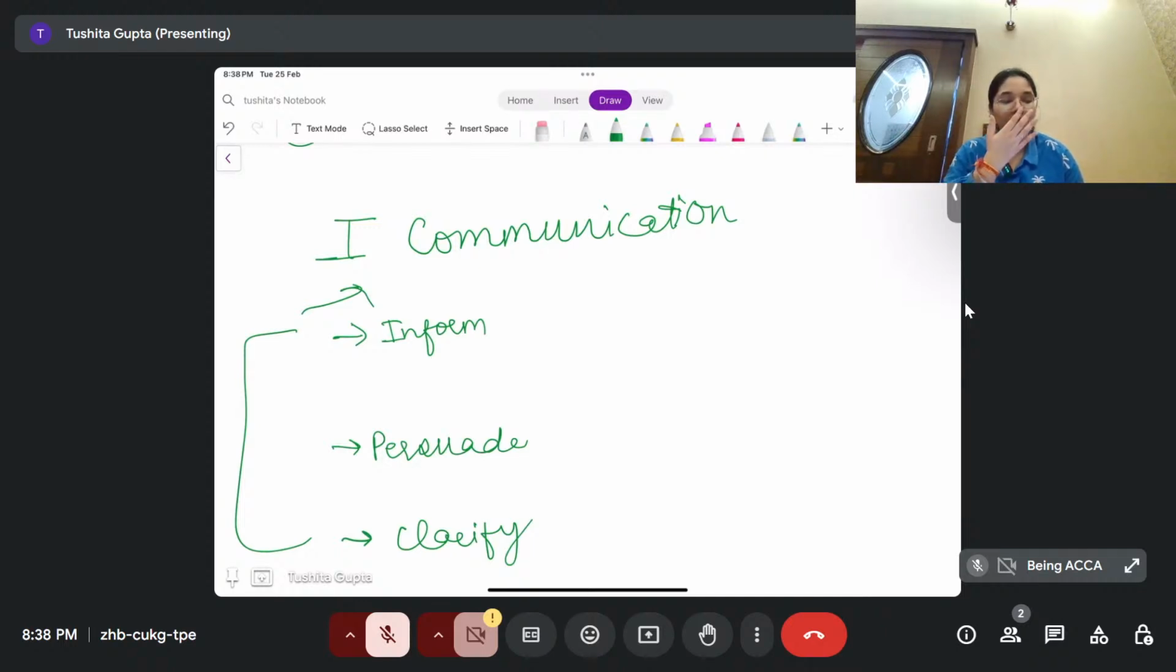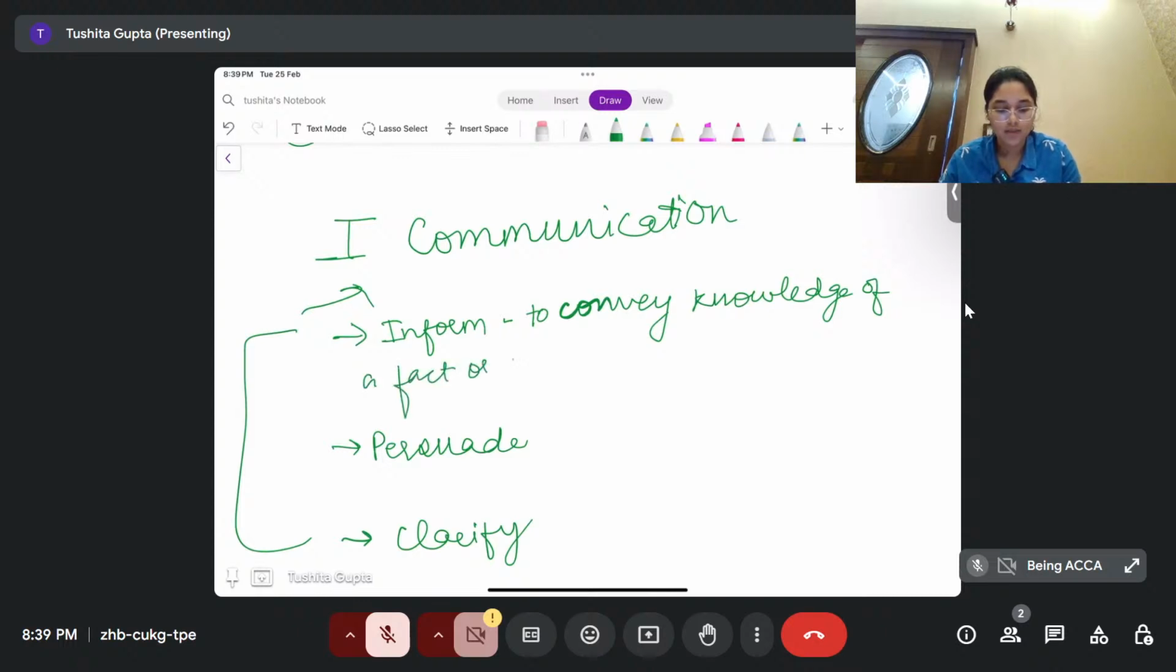Heading to what inform means, inform as defined by the ACCA body itself on the ACCA study hub means to convey knowledge of a fact or circumstance. That is the definition of inform.